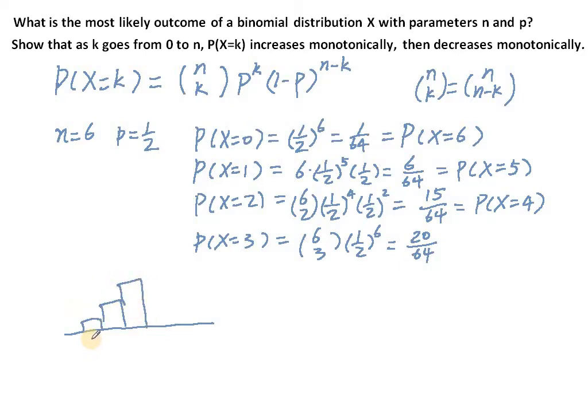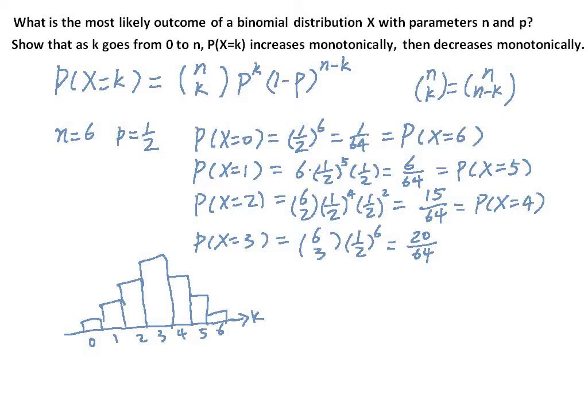So this is like 0, 1, 2, 3, 4, 5, 6. This will be 20 over 64. So in this case, the maximum is going to be at 3. And we can just observe that it does increase monotonically as k, so this is the k-axis, increases going from 0 to 3, and then decreases monotonically going from 3 to 6.